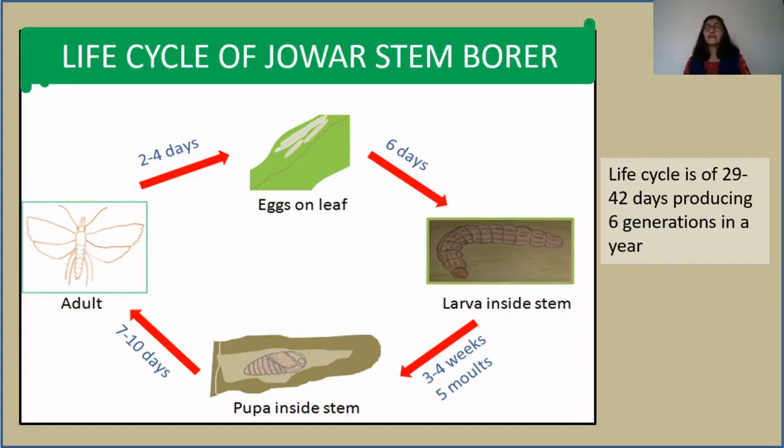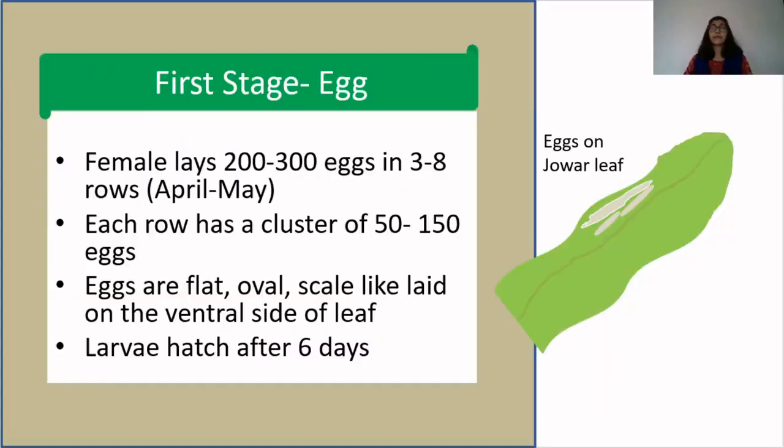The larva has a dark brown color head. After 3 to 4 weeks of growth and 5 molts, the sixth instar larva undergoes pupation. Pupation occurs inside the tunnel of the stem where the larva was feeding. After 7 to 10 days, adult emerges. Okay, so now let us study each stage in detail.